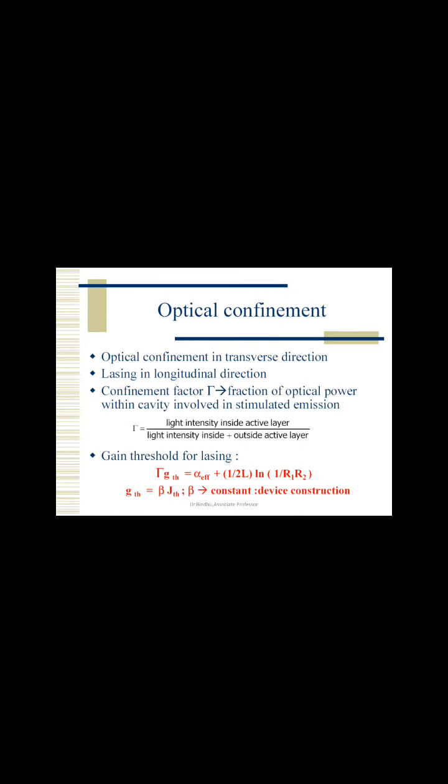Optical confinement in transverse direction, lasing continues in the longitudinal direction. Confinement factor is denoted by gamma, which is your reflection coefficient, that can be calculated. This is the previous equation, gain coefficient, threshold coefficient GTH times gamma is needed for lasing action, which is nothing but alpha plus 1 by 2L ln of 1 by R1 R2. Thank you.